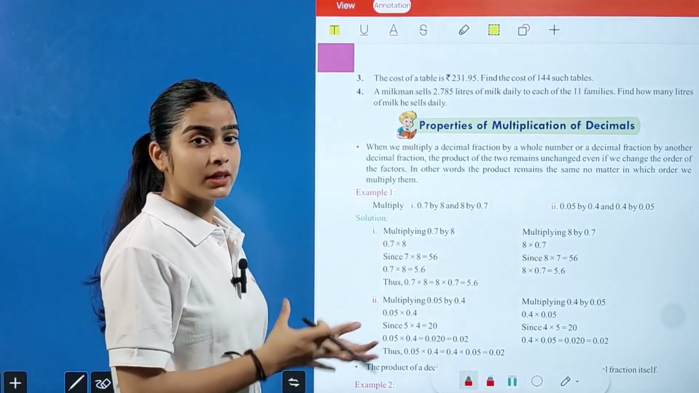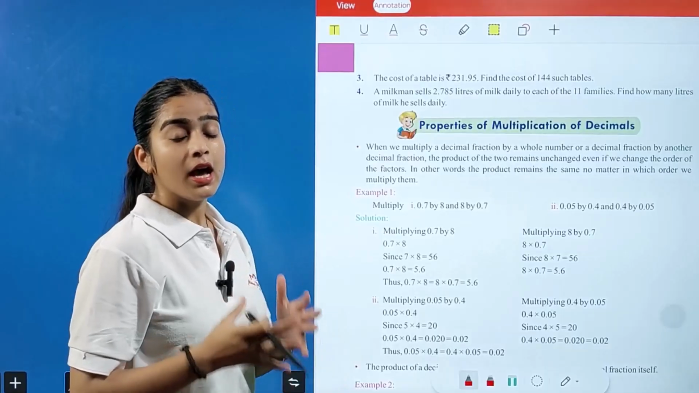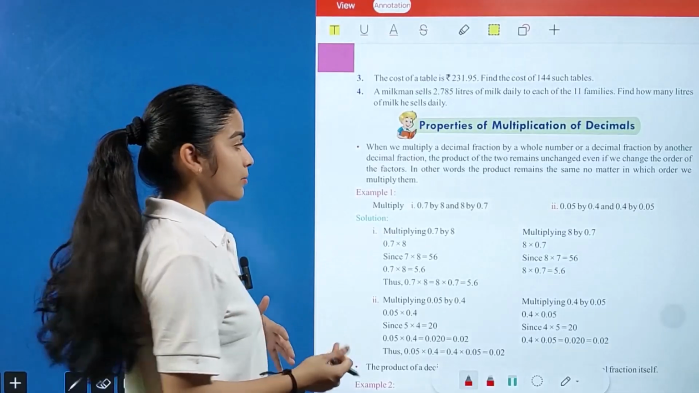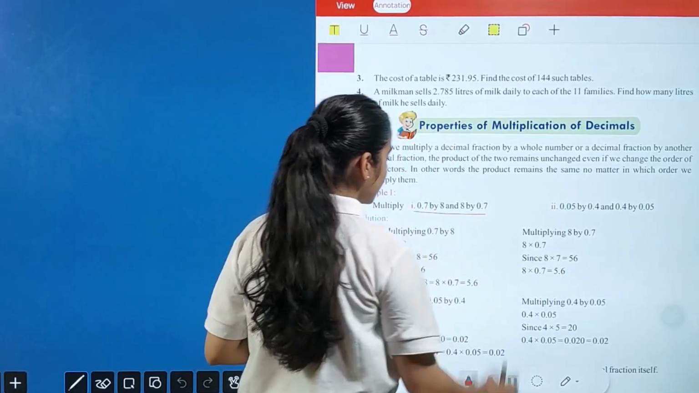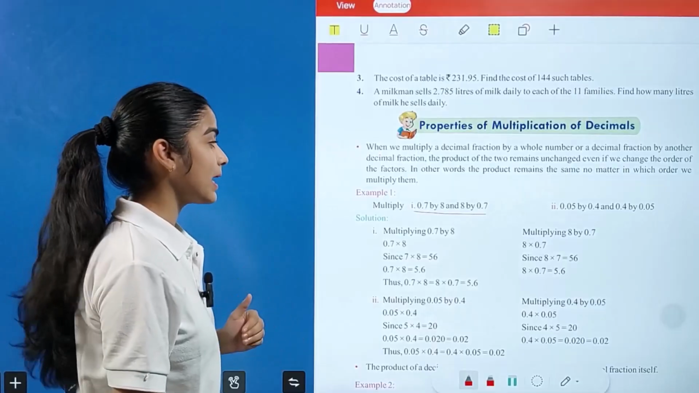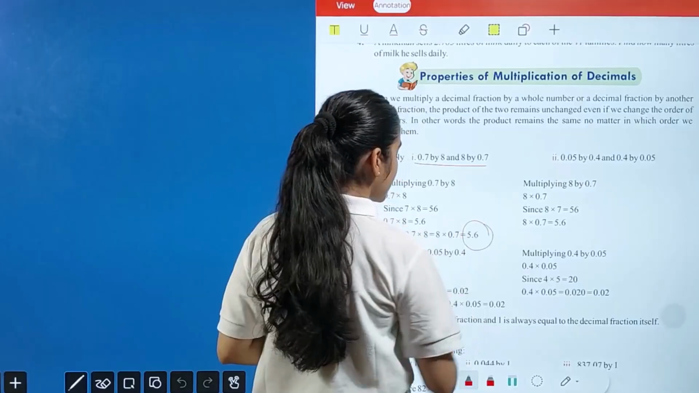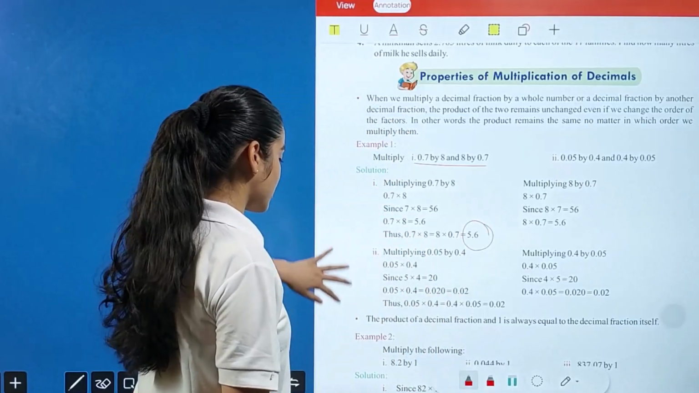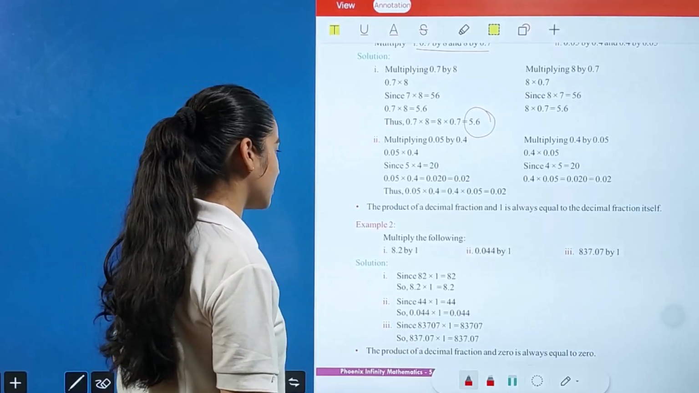As we learned in the commutative property, when we change the order of the numbers, the answer will remain the same. The same process is repeating here: if we multiply 0.7 by 8, or 8 multiplied by 0.7, your answer will remain the same, which is 5.6. So I hope, students, this is your commutative property. You can relate it with your decimal numbers as well.